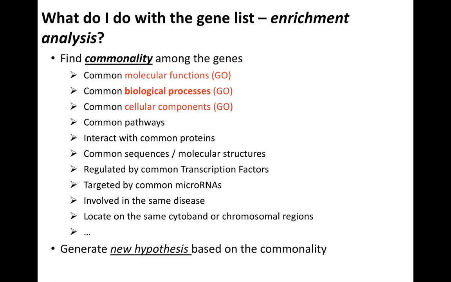So how do we find the commonality? Here we specifically listed in red 3 categories of words that we look for, which are called molecular functions, biological processes, and cellular components. And those all belong to one thing, what we call the gene ontology.